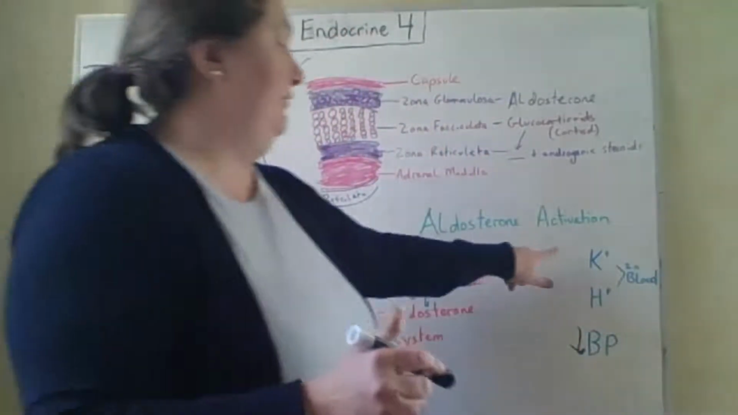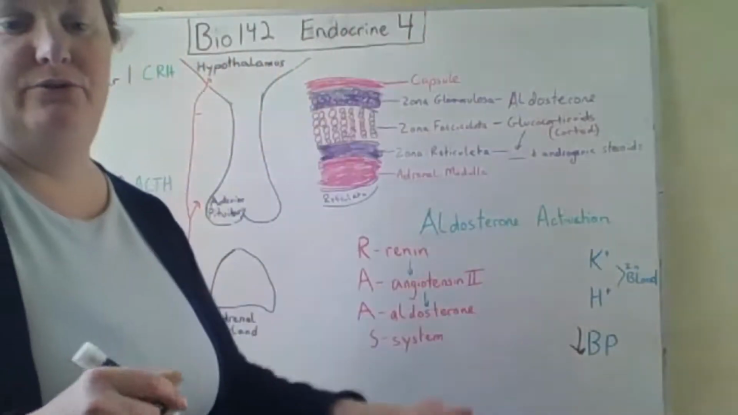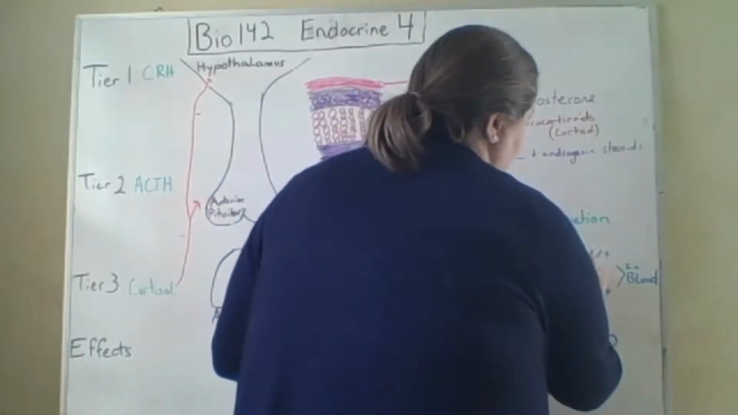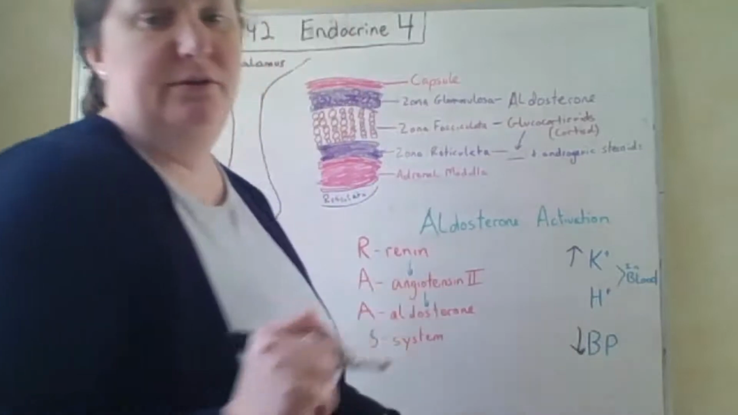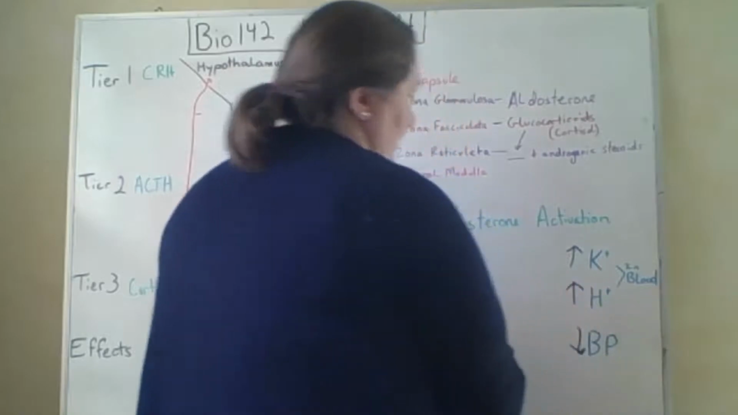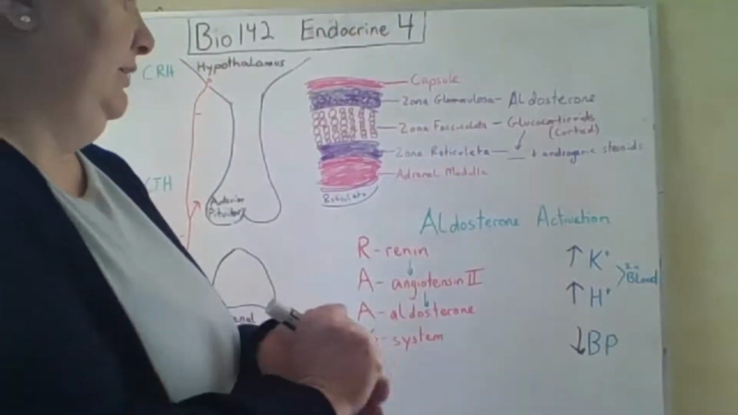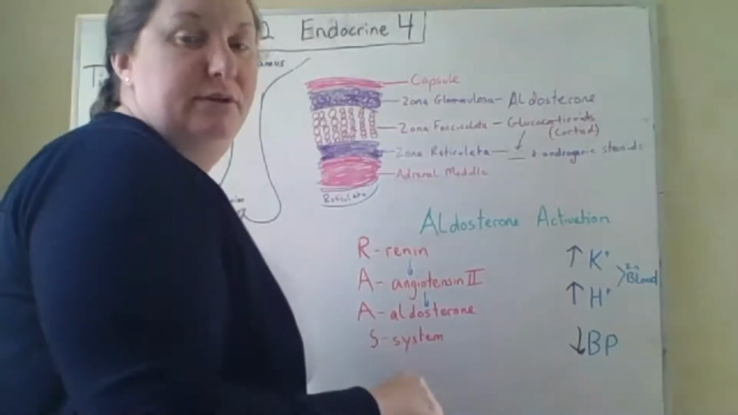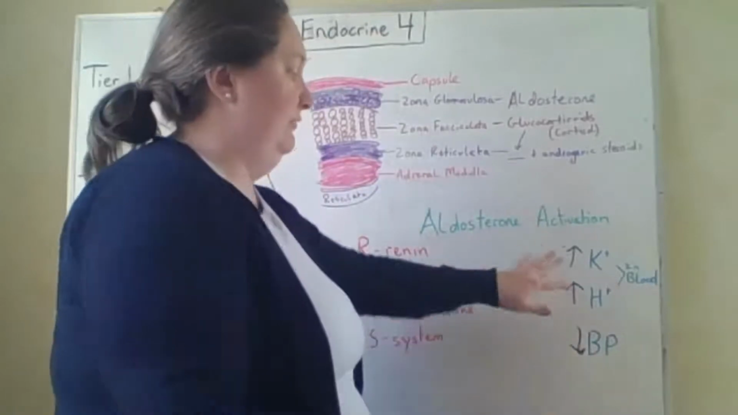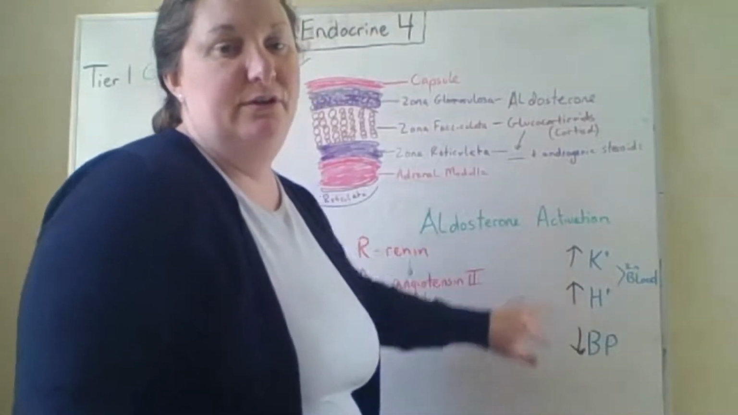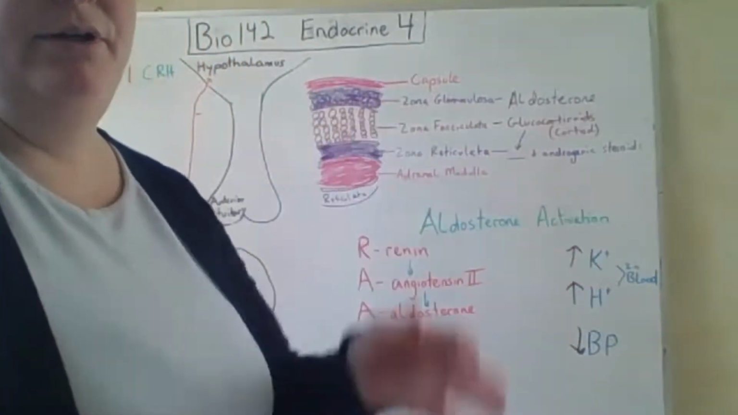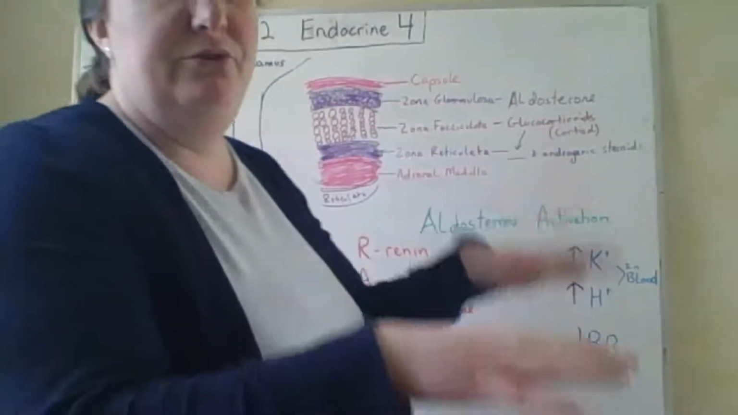What about potassium? If potassium is too high or too low? If potassium is too high in the blood, that will activate the aldosterone. Hydrogen ions, same thing. If those are too high in the blood, it'll activate aldosterone. Does that make sense? Because what aldosterone is doing is increasing the secretion of these. You're getting rid of these into the urine. So if it's too high in the blood, that'll activate aldosterone. Aldosterone will help get rid of those and bring you back into the homeostatic range.